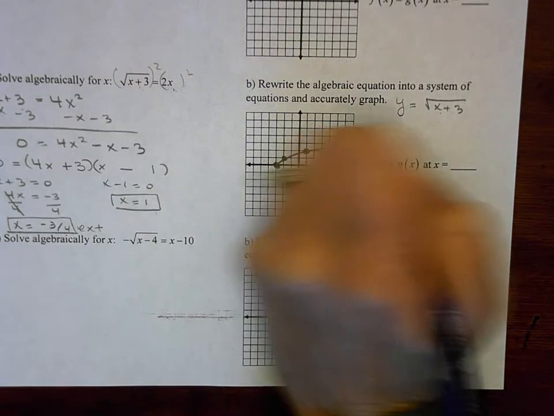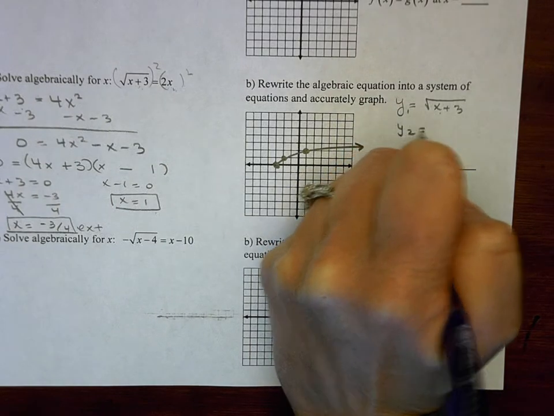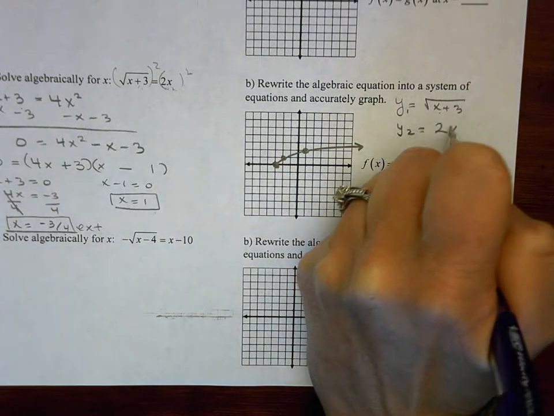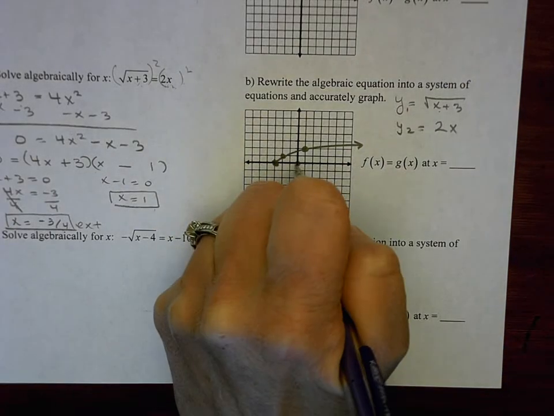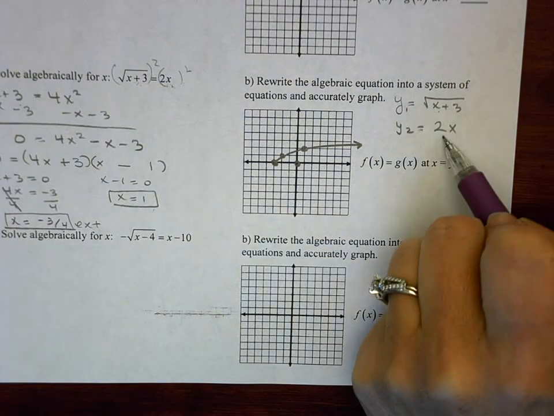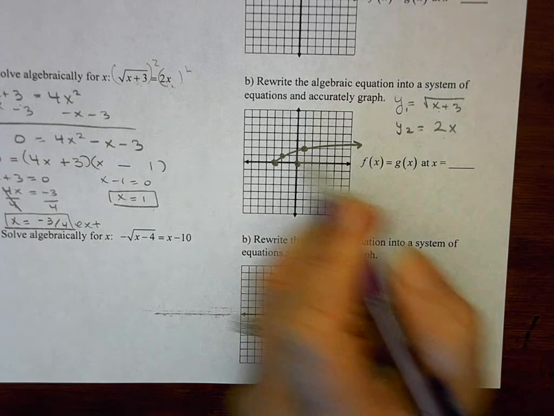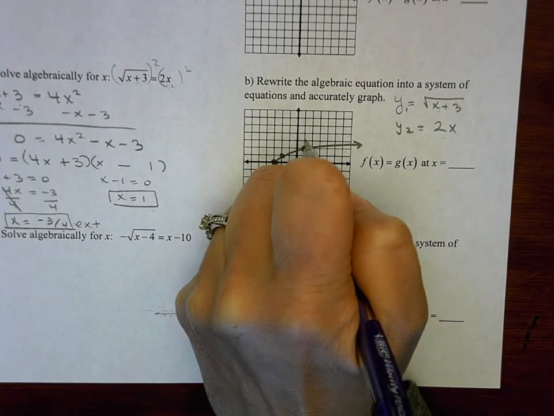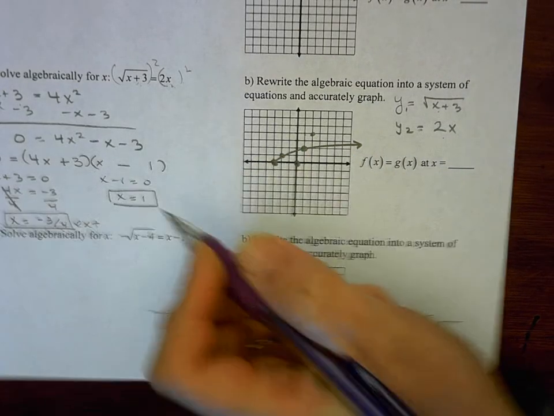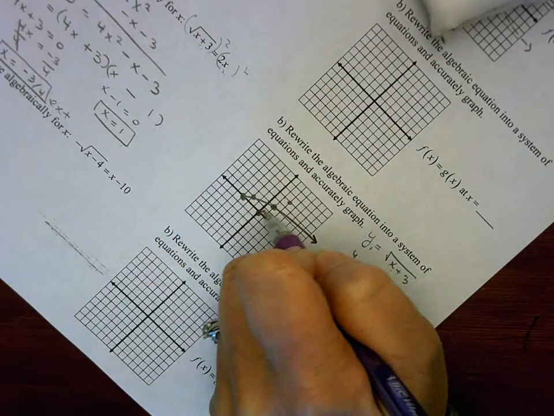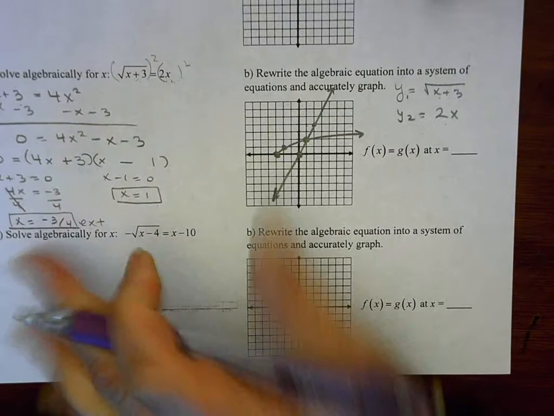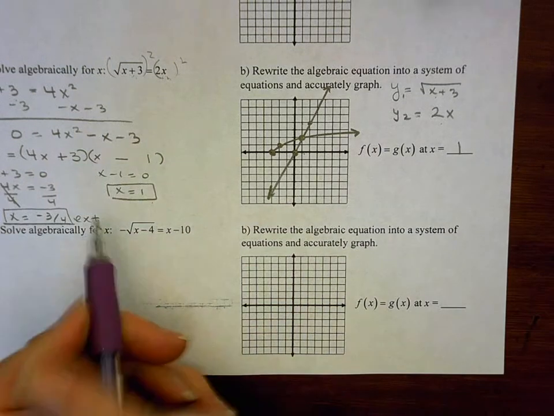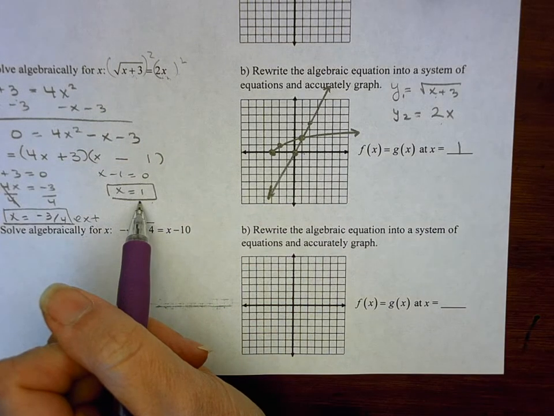And then my other equation, so y2 is this side, so 2x. So I have no shifting, right? So I'm not adding or subtracting anything, so it goes off of the origin. But then my slope is 2, so I'm going to go up 2 over 1. So up 2 over 1, up 2 over 1, and then graph a straight line. And so then they intersect at x equals 1, which is good, right? Because that's what I got for my value here.